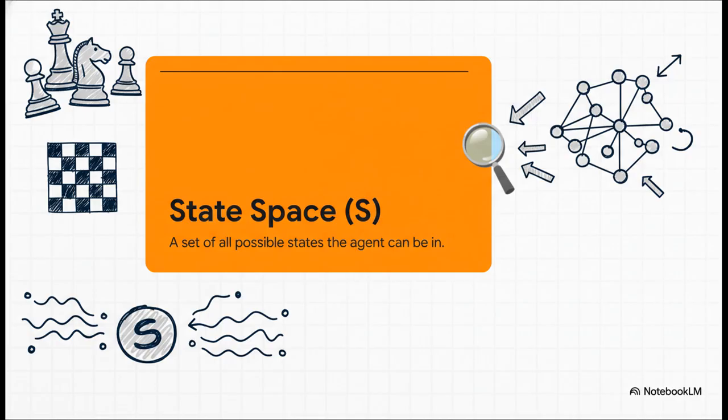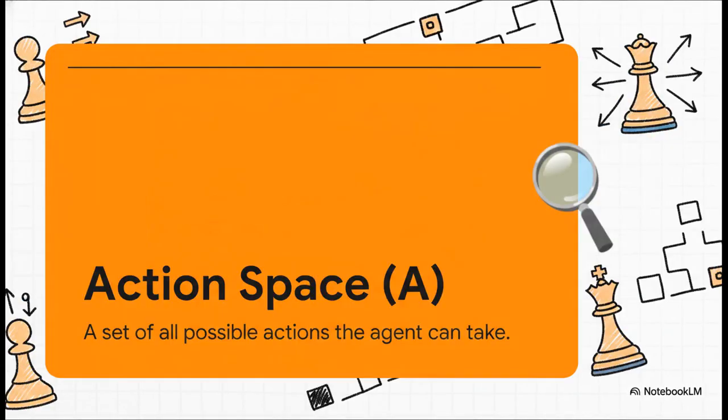Let's use chess as an example. The state space would be every single legal arrangement of pieces on the board. We're talking a ridiculously huge number, but it is a specific defined set. So if the state is where all the pieces are, the action space is the list of all the legal moves you can make from that state. For a little pawn, that might just be moving forward one or two spots. For a queen, well, her menu of options is a whole lot bigger. It's everything the agent is allowed to do at any given moment.